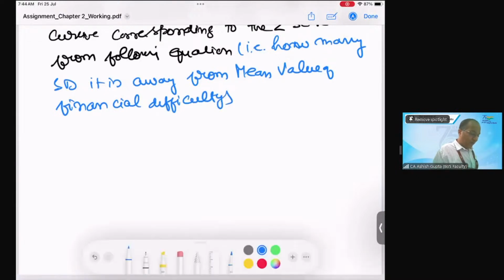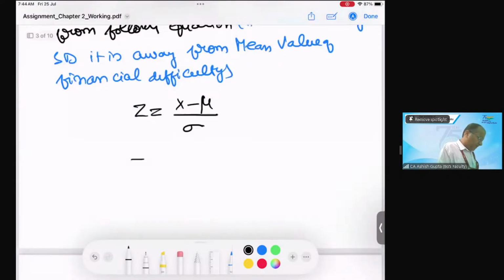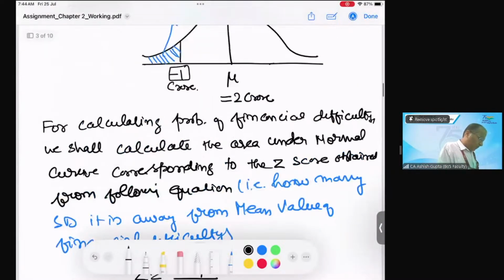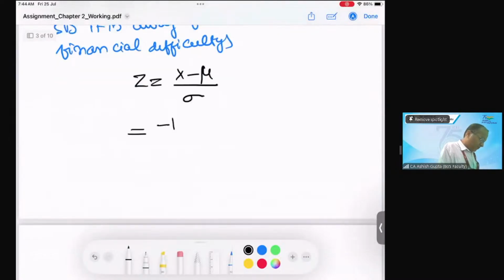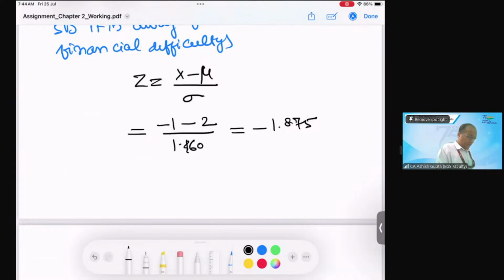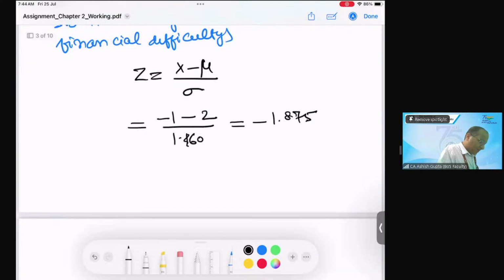So now what we see, we use the equation z equal to x minus the mean, divided by the standard deviation. So here we have the value minus 1 crore minus 2, and the standard deviation is 1.6. The Z variate comes to minus 1.875.